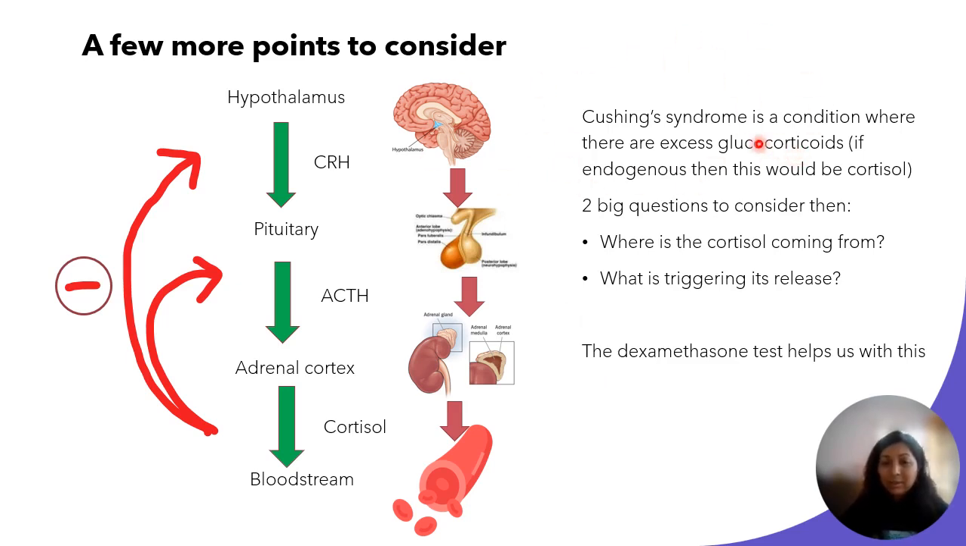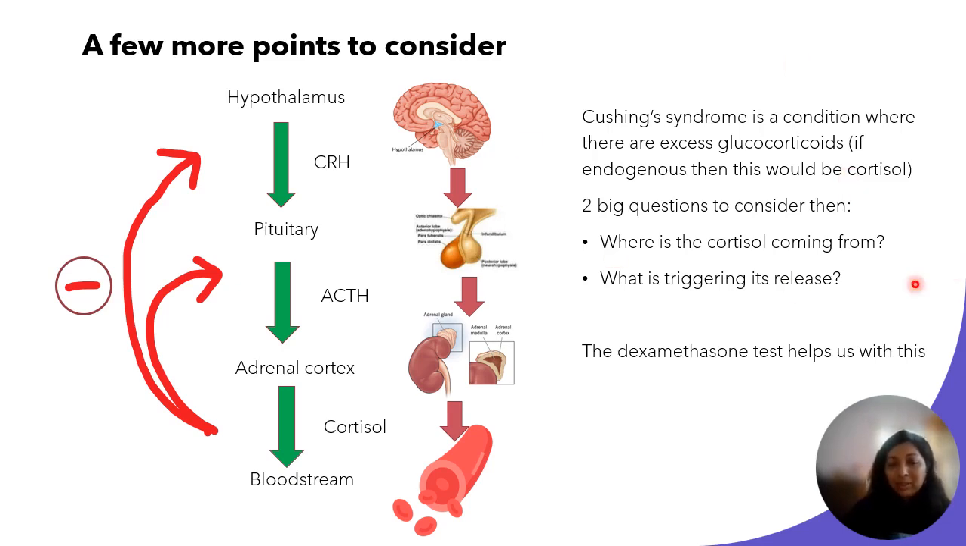Cushing syndrome I've mentioned here, which is basically the condition where you would be doing a dexamethasone suppression test. And it is essentially a condition where there are excess glucocorticoids in the body. And if those glucocorticoids are coming from an endogenous source, then it's going to be cortisol. If it is an iatrogenic kind of Cushing syndrome, then you could be taking a variety of other glucocorticoids.